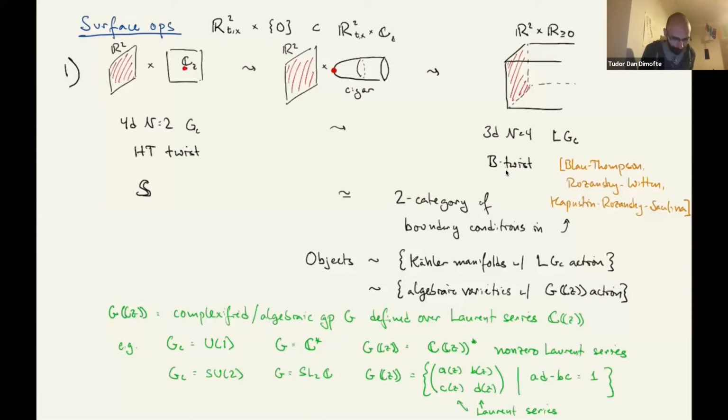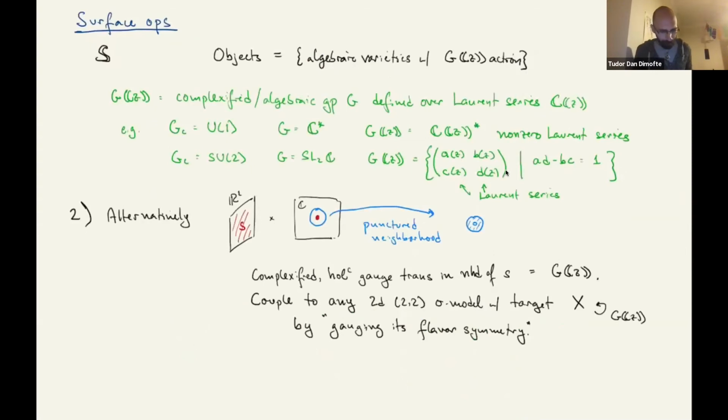So if our initial compact group was U(1), the group is C*, and the algebraic loop group is Laurent series that are not zero. Or for SL2, we'll get 2 by 2 matrices of Laurent series such that the determinant is 1. Okay. So that's a very abstract construction. So I ended up with this conclusion that we have this two category of surface operators.